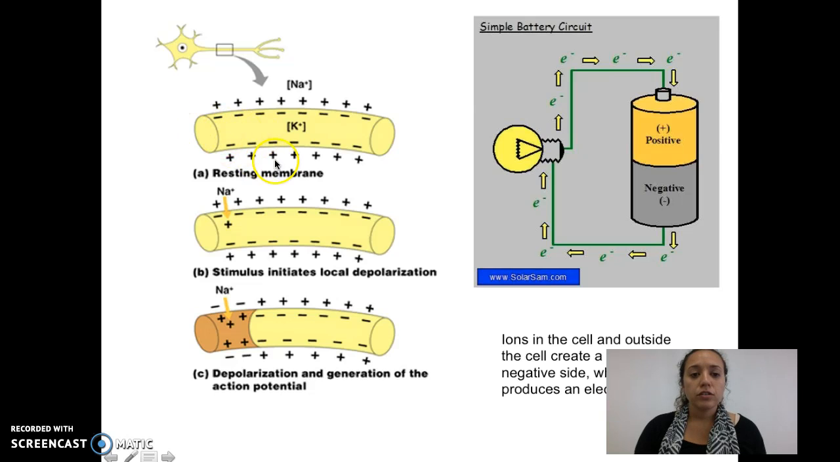Just another picture. Some things to note: make sure you know what ions are inside the cell versus outside. This would be at resting potential, or polar. It's positive versus negative. Remember the reason why: there are just more positive ions on the outside. And then you can see sodium coming in and causing that positivity.